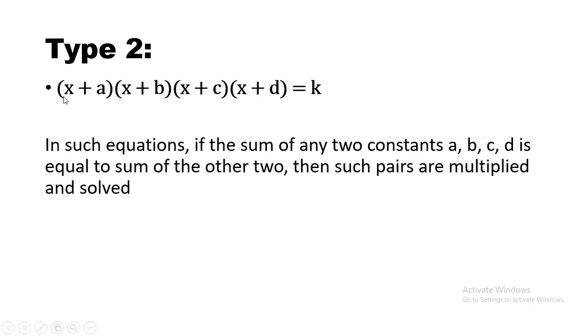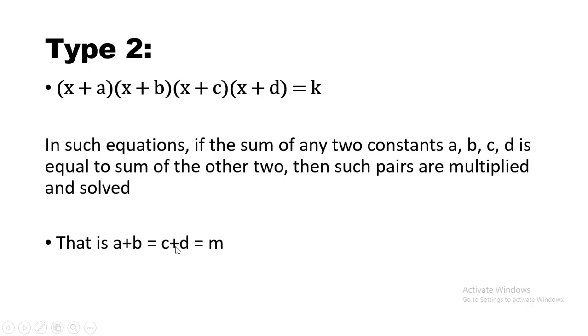Now how this combination is set is decided by these constant numbers, that is a, b, c and d. We need to convert it into a quadratic form, but certain rules have to be followed: the sum of a, b, c, d should be equal to the sum of the other two, that is a plus b equals c plus d, and let's say they are equal to m. Both the sums, addition or subtraction, should be equal.